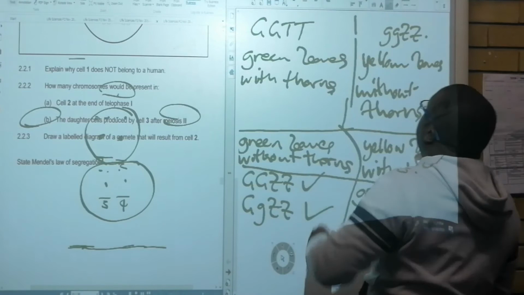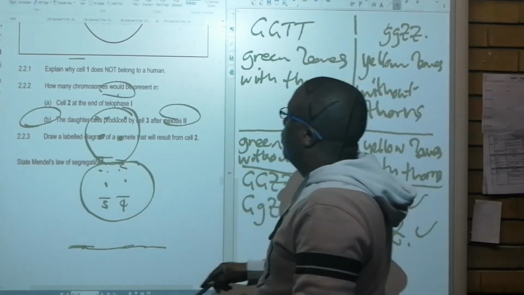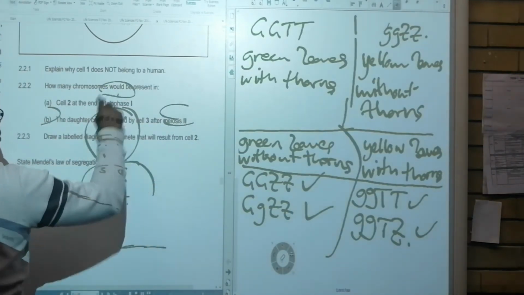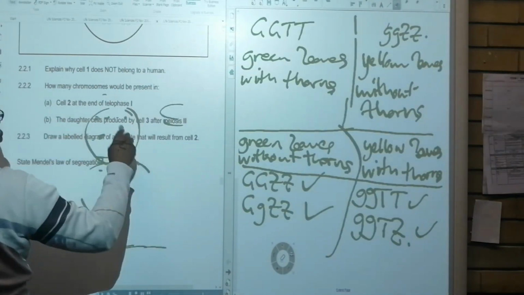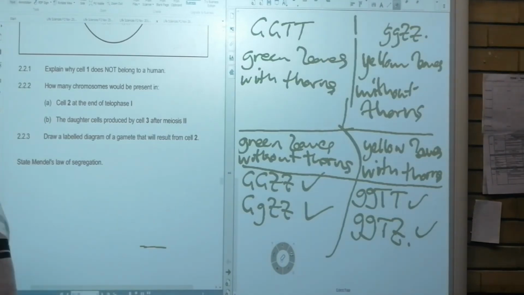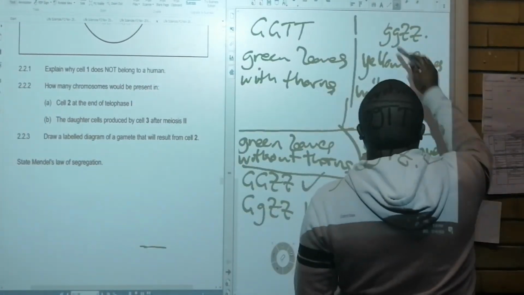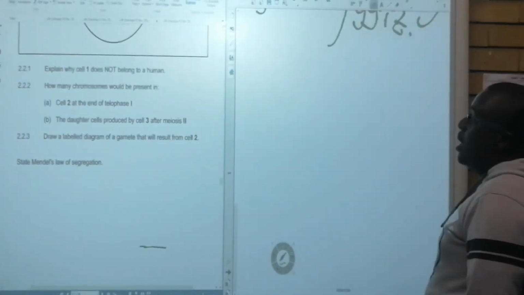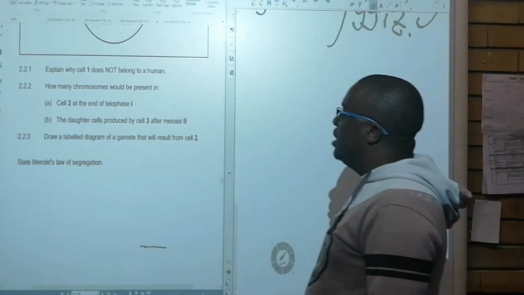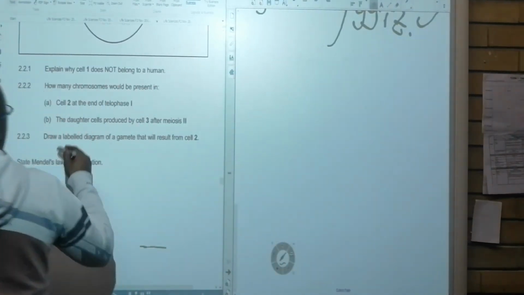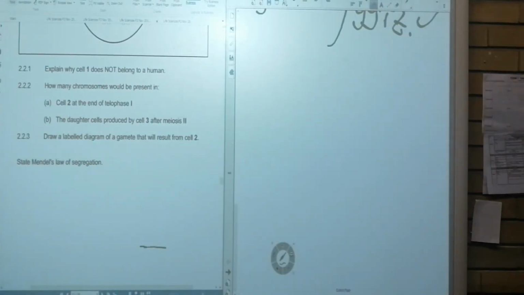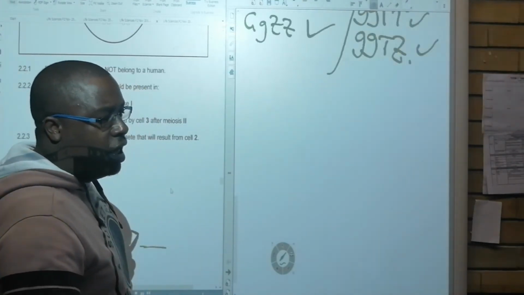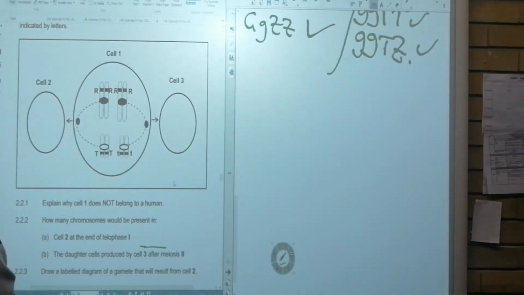Where are you? There we go. Right. How many chromosomes will be present in cell 2 at the end of telophase 1? At the end of telophase 1.